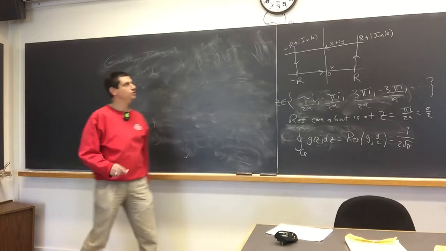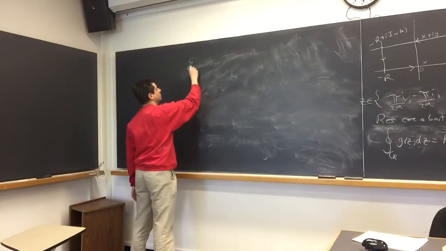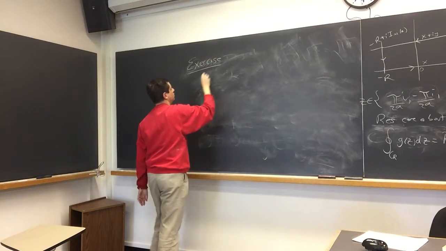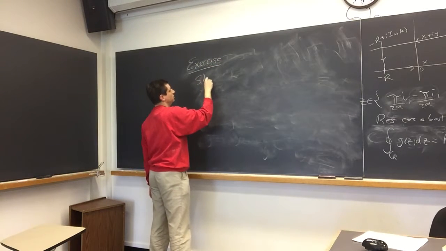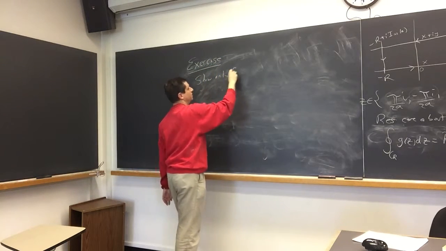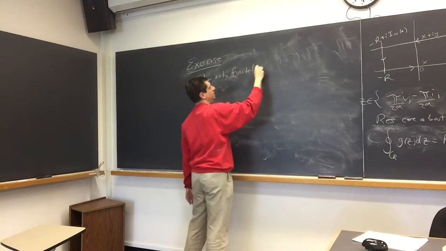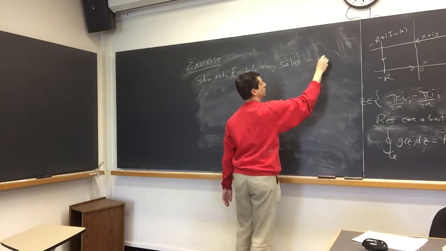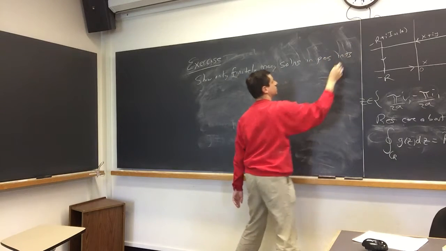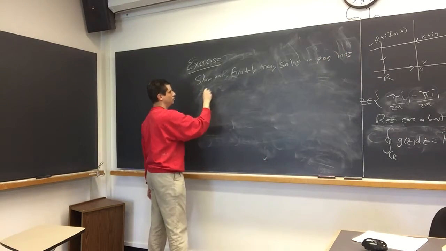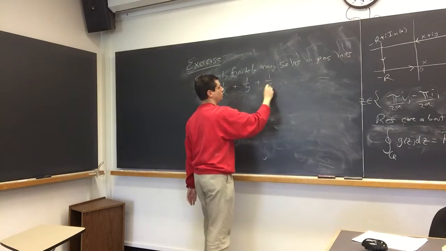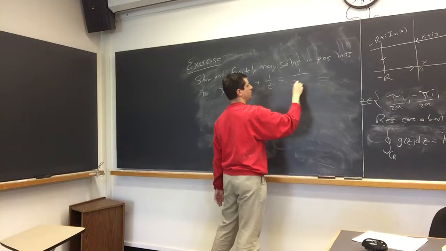Okay, so I want to end with the following exercise. Show there are only finitely many solutions in positive integers to 1 over x plus 1 over y plus 1 over z equals 1 over 2008.